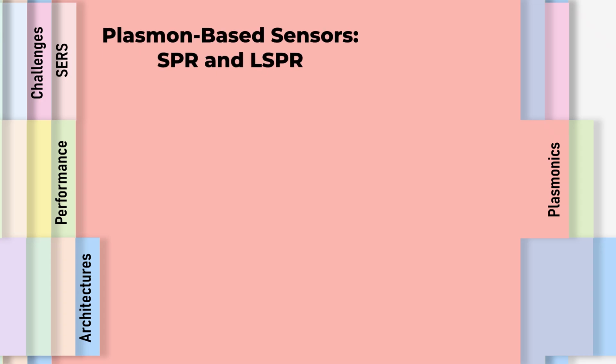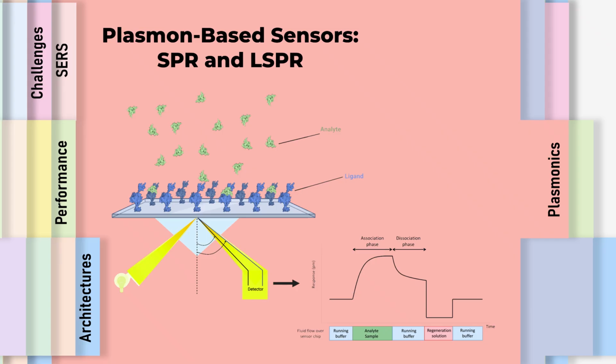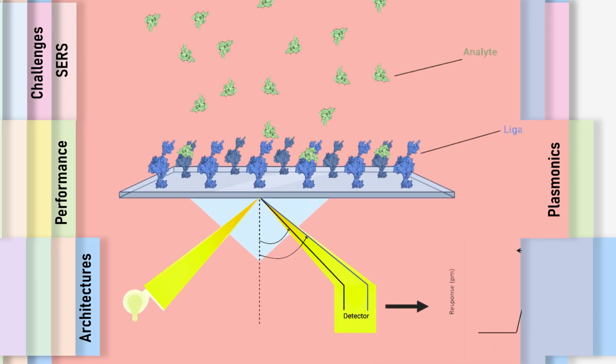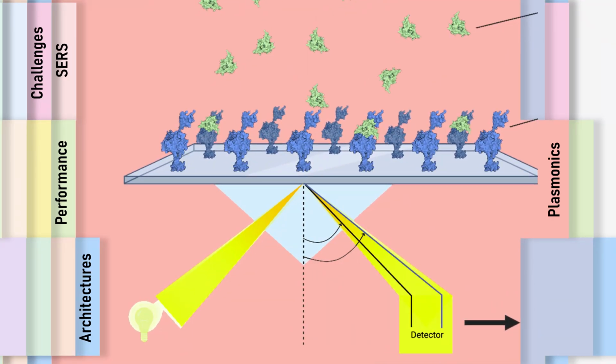Plasmon-based sensors, SPR and LSPR. One important optical biosensing technology is surface plasmon resonance, or SPR. SPR detects analytes by measuring changes in refractive index at a metal surface. When polarized light hits a thin metal film, it excites surface plasmons, which are collective oscillations of electrons. Under resonance conditions, this creates an evanescent field that extends into the nearby medium.